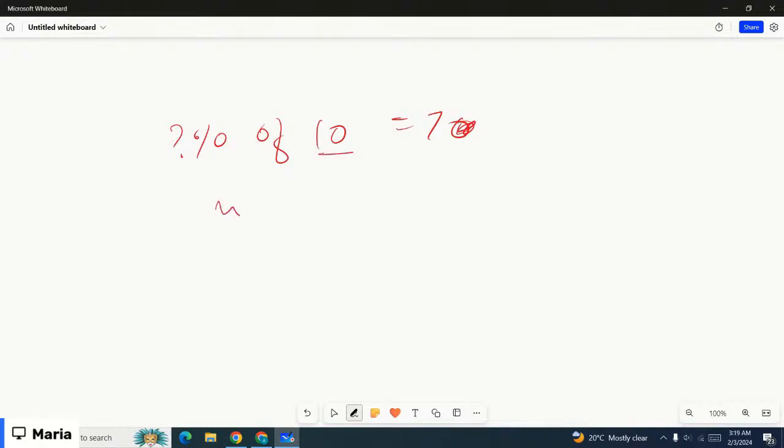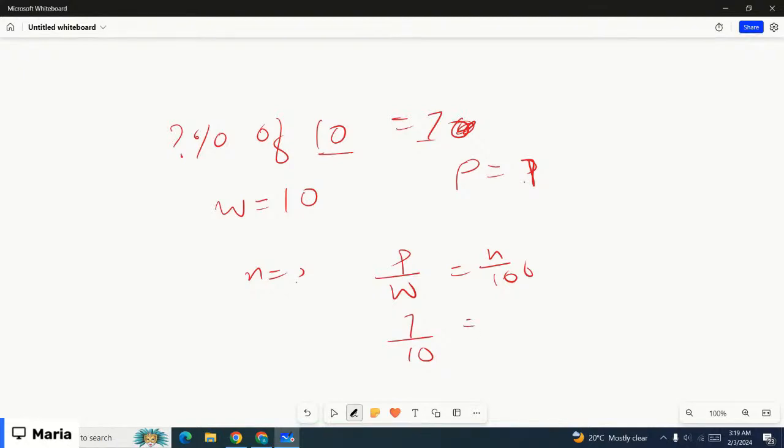So this is the whole number, this is the part, and you need to calculate the percentage. So it would be part divided by whole. You are given that the part is 7. You have to do n divided by 100. Part is 7, whole is 10, that equals... so 700 divided by 10, just cross multiply, 100 to the other side, right? So that is n equals 70. That means 7 is 70% of 10. The correct option is 70%. Got it?